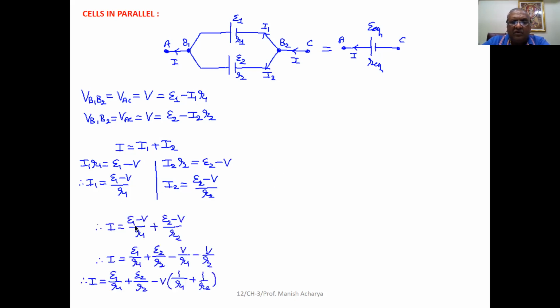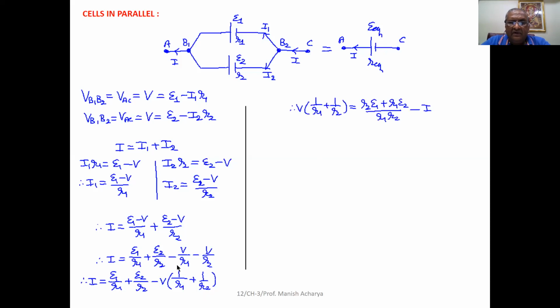So I is equal to (E1 minus V) upon R1 plus (E2 minus V) upon R2. Therefore, I is equal to E1 upon R1 plus E2 upon R2 minus V upon R1 minus V upon R2. So I is equal to E1 upon R1 plus E2 upon R2 minus V into (1 upon R1 plus 1 upon R2). Clear up to this one?